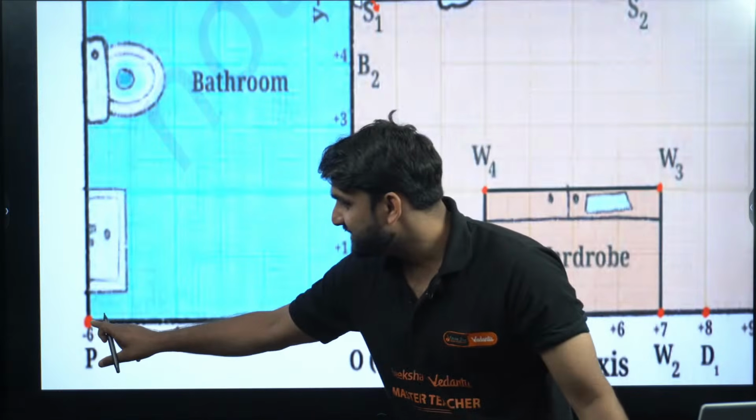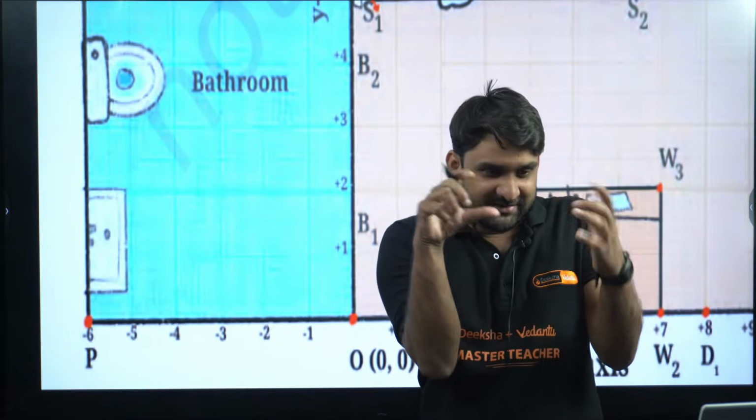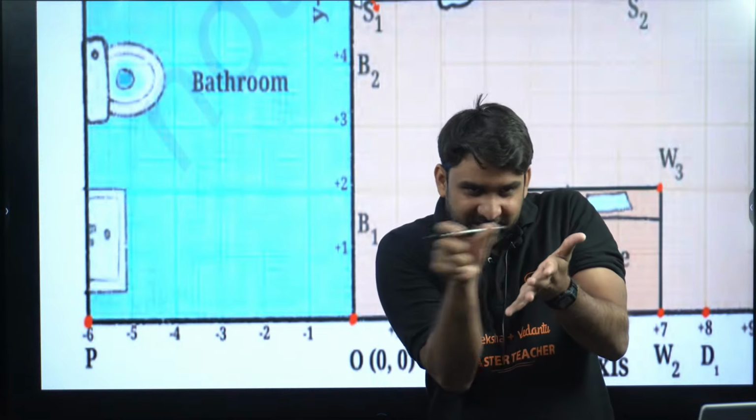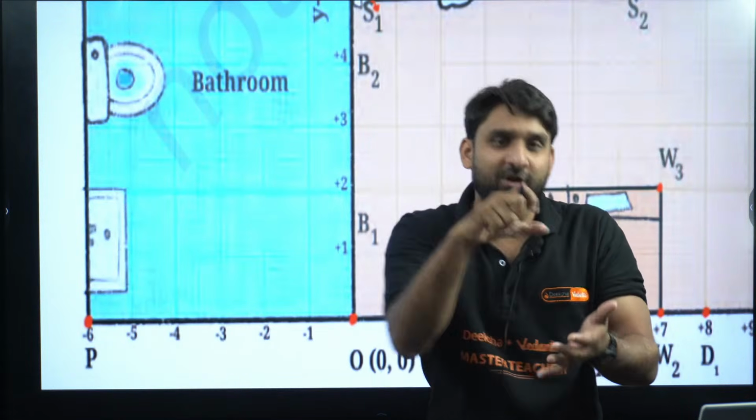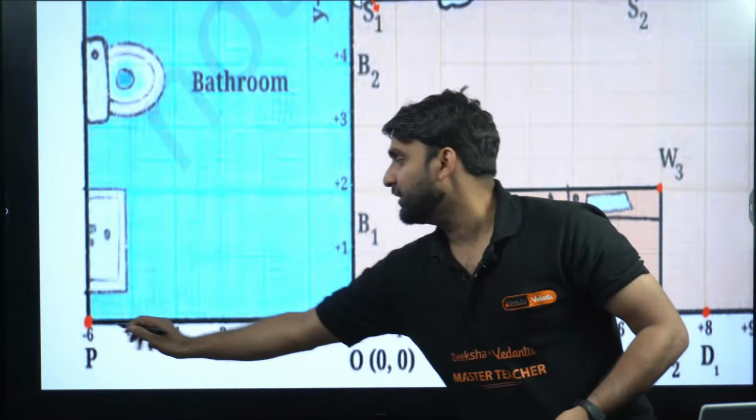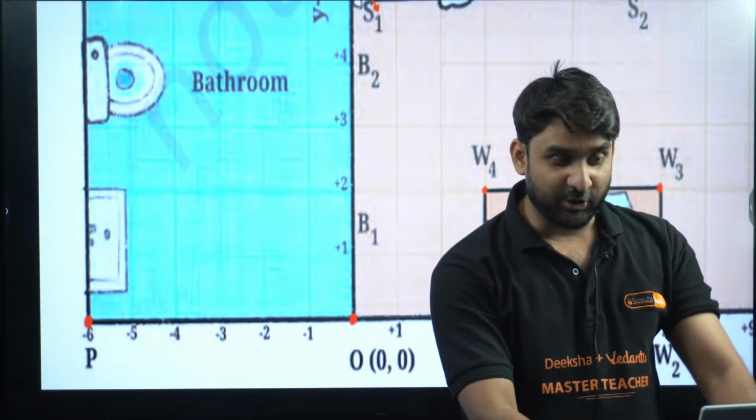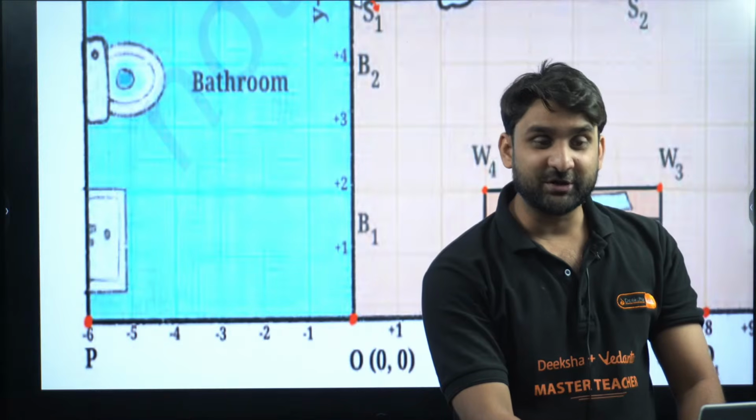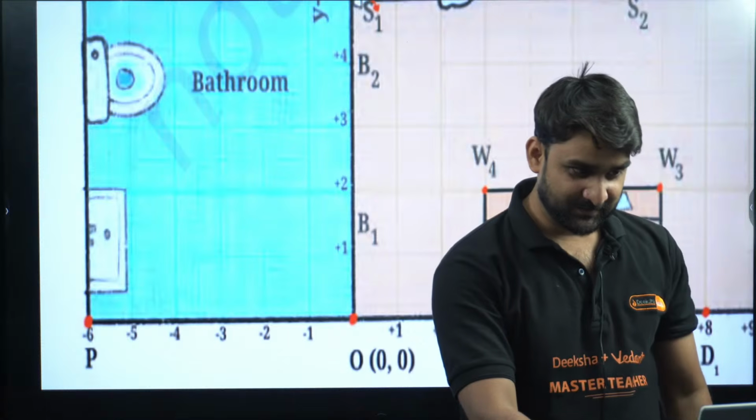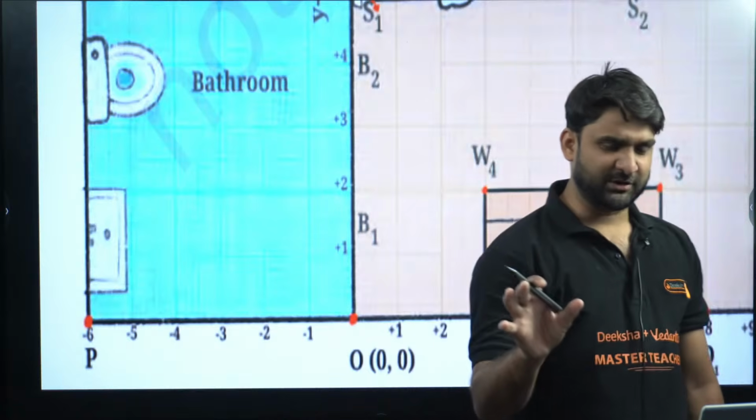Everything is clear. This is the x-axis and this is the y-axis. The wash basin is attached to the walls. One side is lying on the x-axis and the other side is lying on the y-axis. You have the coordinates of the x-axis and y-axis given there, and you have to write down the coordinates. Please write it down. What will be the coordinates of the wash basin, everyone? I want to see the name of the kid who can answer this question. Very easy question.